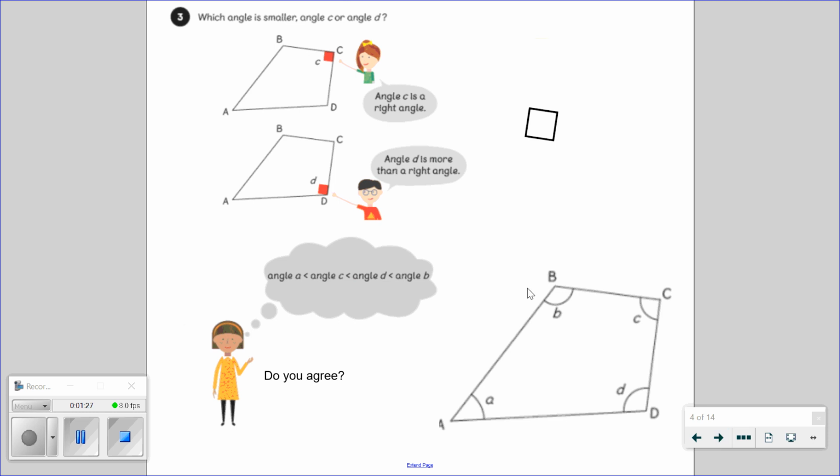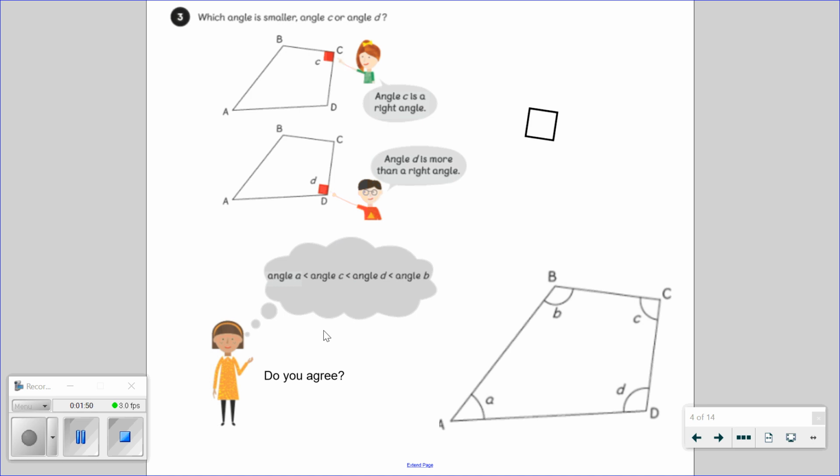Holly and Charles have looked at angles C and D. Holly has identified that C is a right angle, as we can see from the picture. And Charles has noticed that angle D is more than a right angle. So it's another obtuse angle, so it's bigger than angle C.